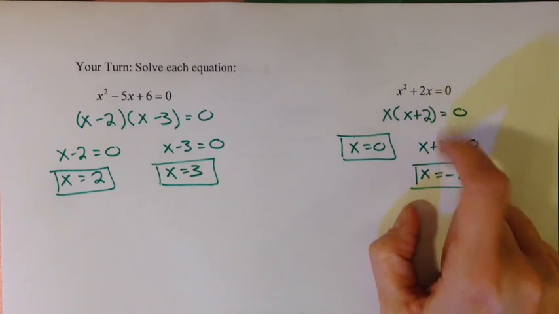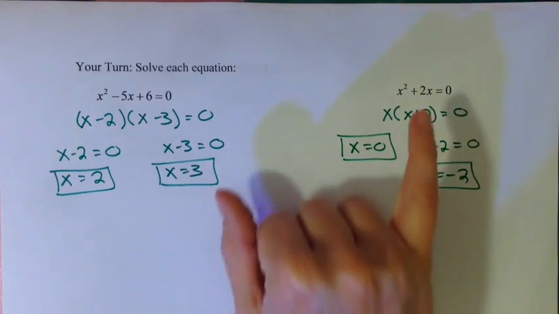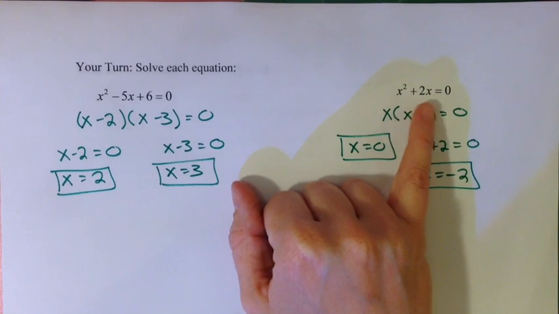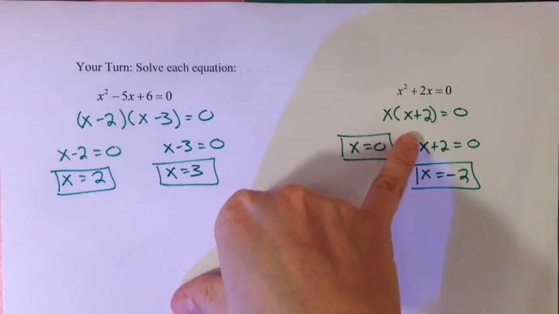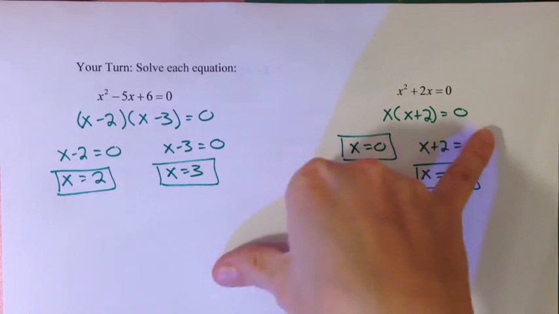For the second equation, I tried to throw you a bit of a curveball by giving you two terms that have a greatest common factor that you can factor out. So I had x squared plus 2x equals 0. I started by factoring out an x, which gave me x multiplied by x plus 2 equals 0.